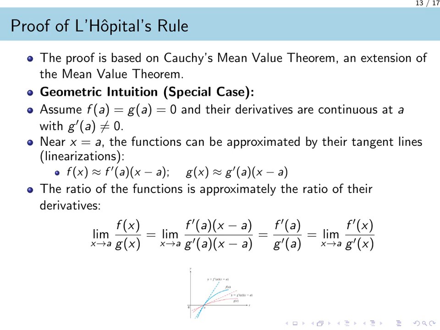When we take the limit of the fraction f of x over g of x, we can substitute these linear approximations. The term x minus a then cancels from both the top and bottom, leaving just the fraction f prime of a over g prime of a. This demonstrates that the limit of the ratio of the functions becomes the limit of the ratio of their derivatives.